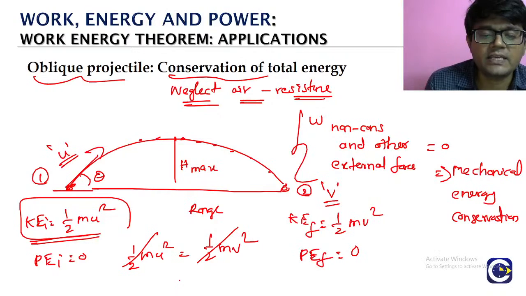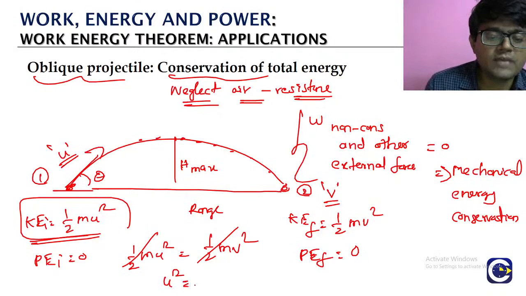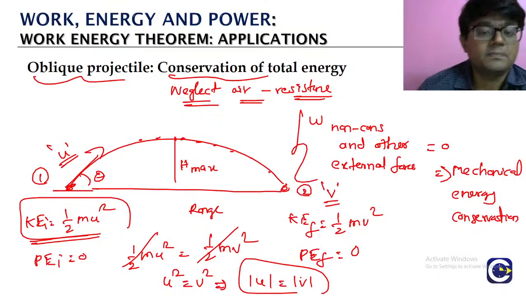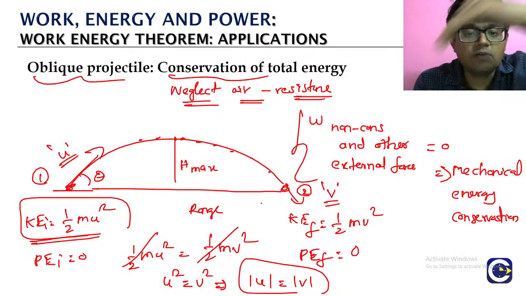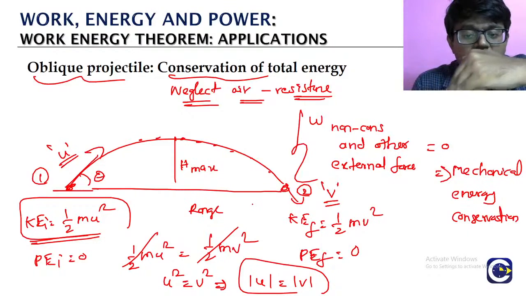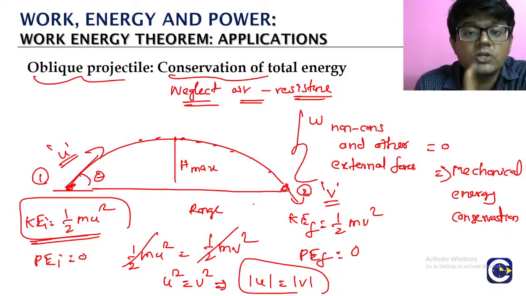Half mv cancels. So u square will be equal to v square. From this, what comes? The modulus or the magnitude will be the same. Direction-wise, the orientation will be different. Look here, when it is coming to the surface on the other side, the direction of the velocity will be different, but the magnitude will be the same.